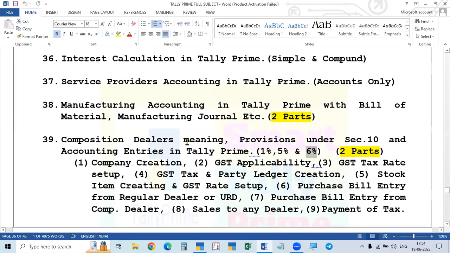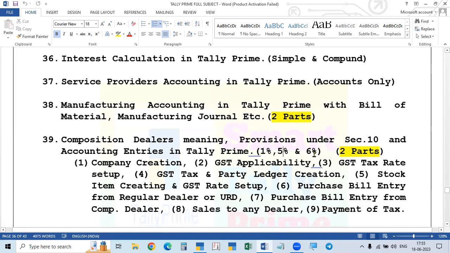And I told you, when you are calculating the limit, that is the overall limit of 1.5 crore, and 50 lakhs in the case of service providers, all types of goods, taxable goods and non-taxable goods, that is nil rated and exempted, all the goods sales will be taken into account only for the purpose of the limit. And for payment of tax, only trader and manufacturer 1%, restaurant 5%, service provider 6%.